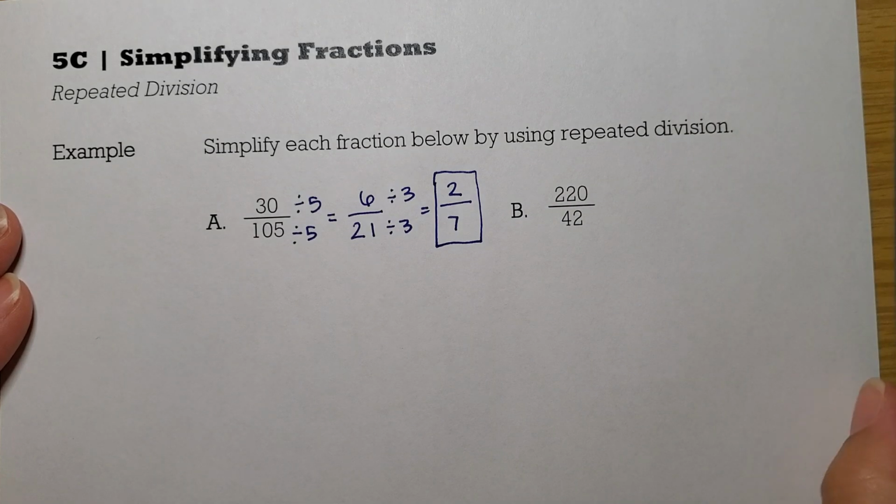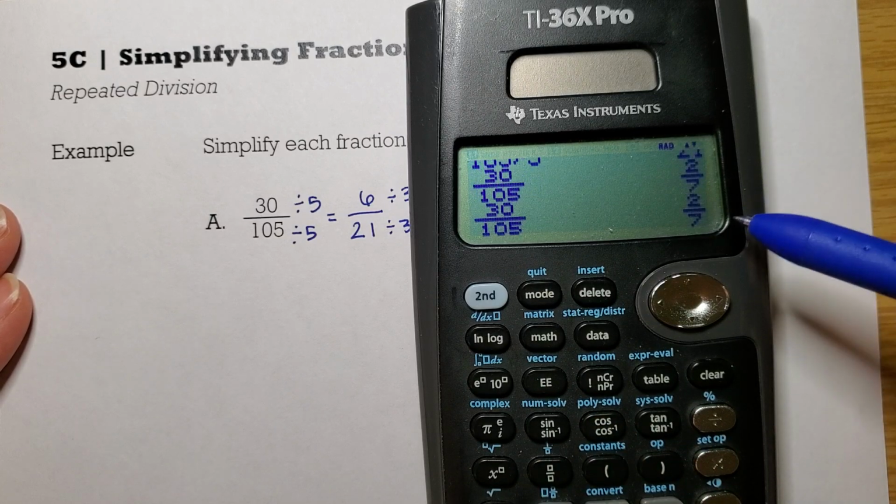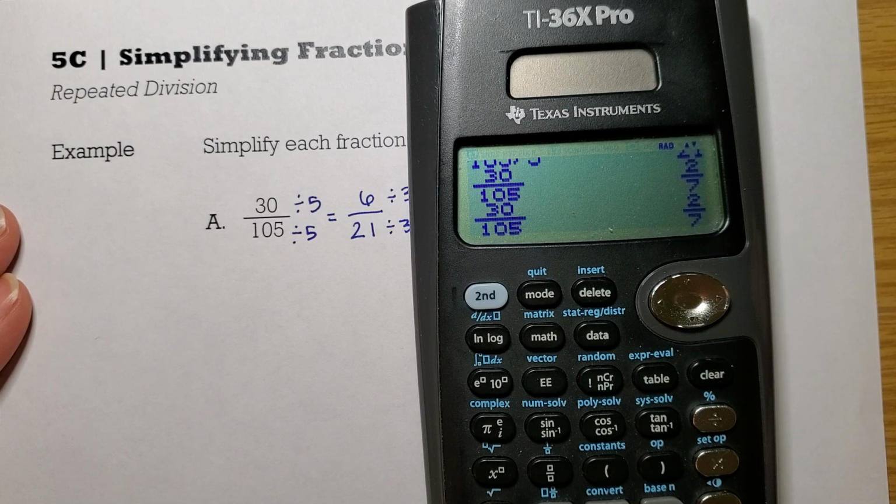To check my answer, I'm going to type this fraction into the calculator, 30 over 105. And when I hit enter, it gives me the fraction in simplest form.